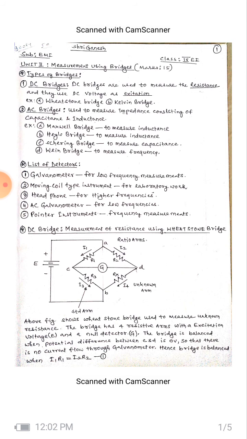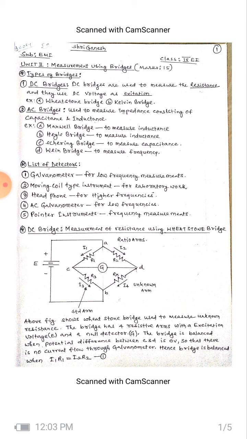the excitation voltage. The examples for DC bridges are Wheatstone's bridge, Kelvin bridge, etc. The examples for AC bridges are Maxwell's bridge, Hay's bridge, Schering bridge and Wien bridge. One more difference is that the DC bridges use 4 resistive arms, denoted as R1, R2, R3 and R4, whereas the AC bridges use 4 impedances denoted as Z1, Z2, Z3 and Z4.